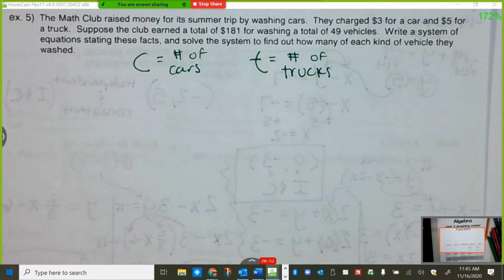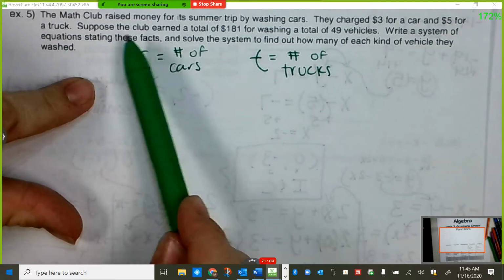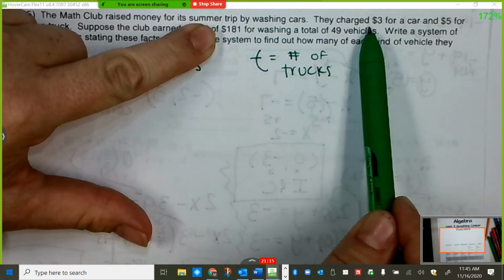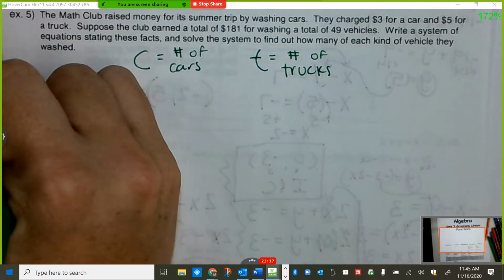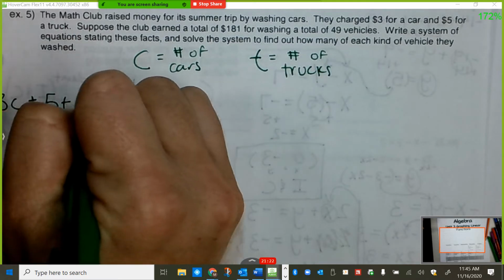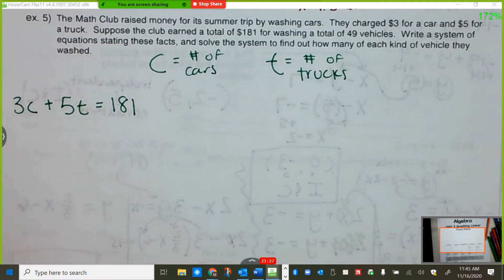Not quite. So the way these work, these are going to be standard form equations, because right away we see there's not really like a starting point with a slope, right? Do y'all notice that? We kind of have two unknowns. So we always put money with money with money. See how those three numbers have dollar signs? So $3 for a car, so 3C, plus $5 per truck, 5T, equals a total of $181. So money goes with money goes with money.